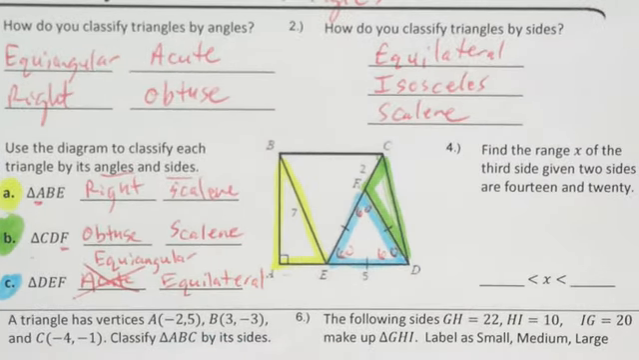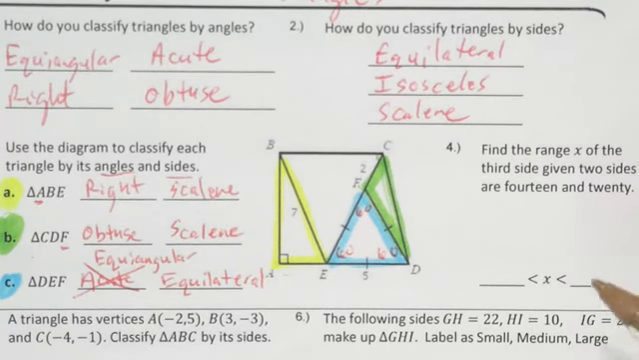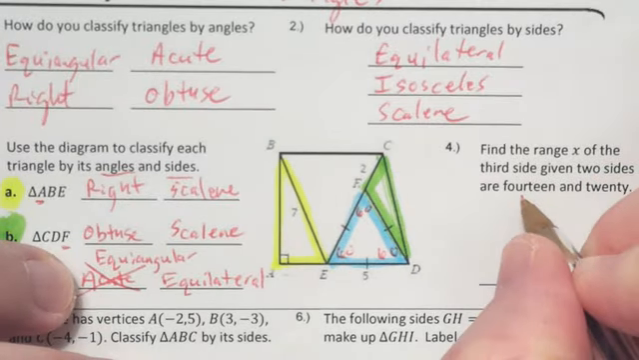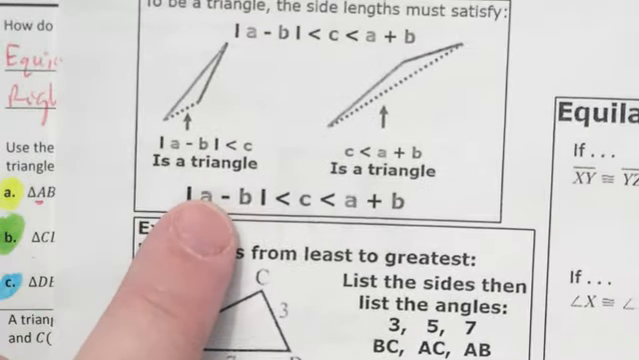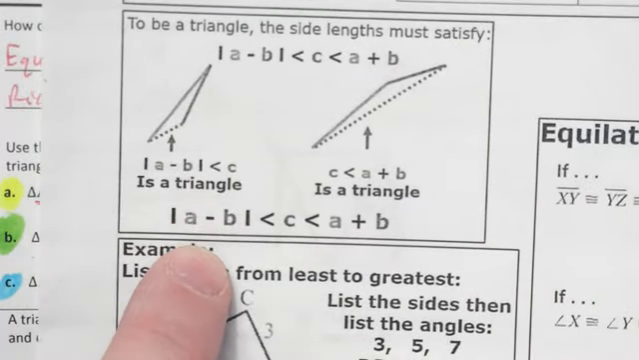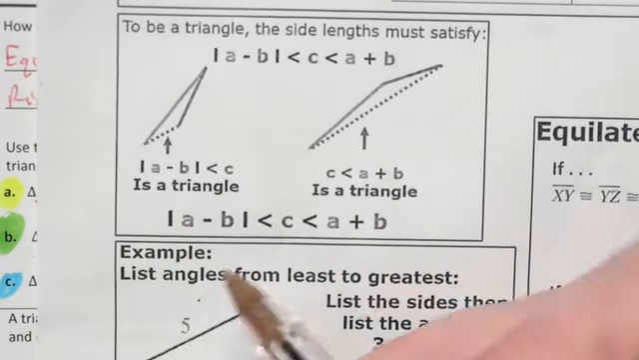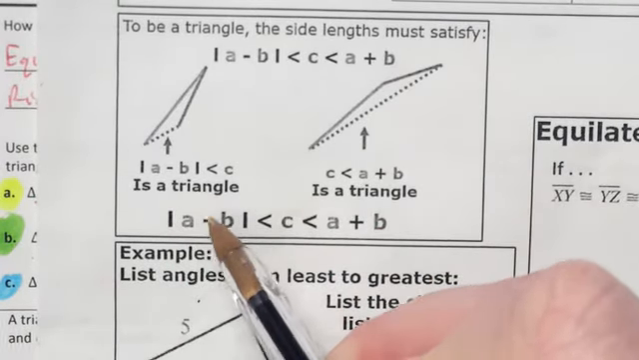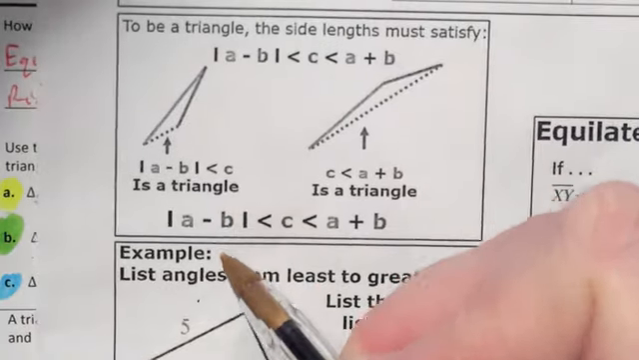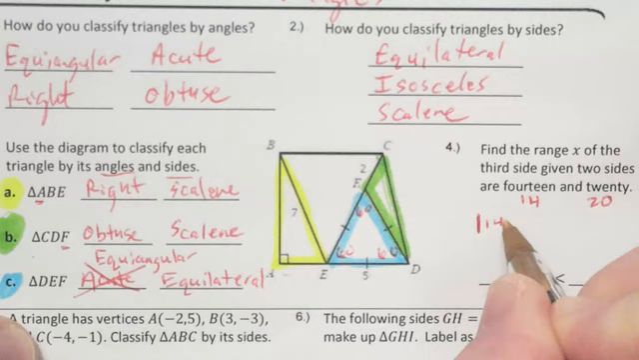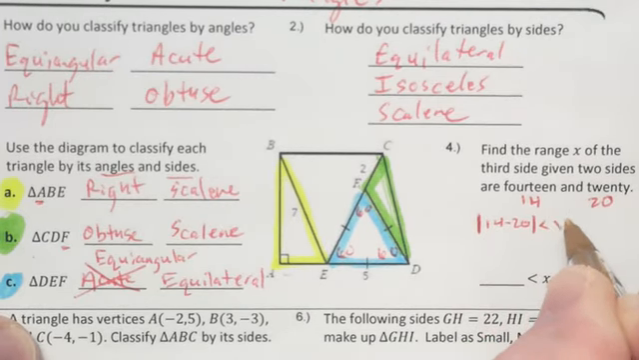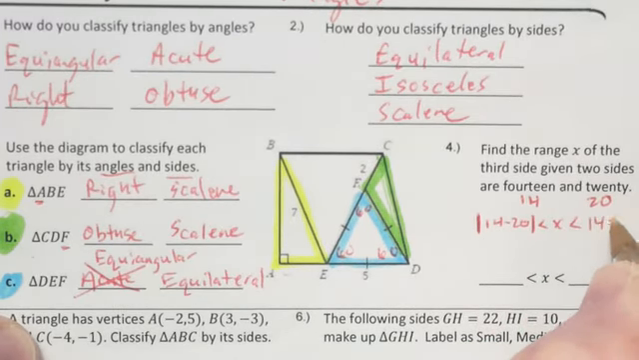All right, number 4. It says find the range of the third side if the two sides are 14 and 20. If we look at our hot topics, we know that for the range of the third side, you subtract the two numbers and you add the two numbers. This right here is the absolute value, which means it's always going to be positive. So if we do this, that's the absolute value of 14 minus 20, which is less than x, which is less than 14 plus 20.